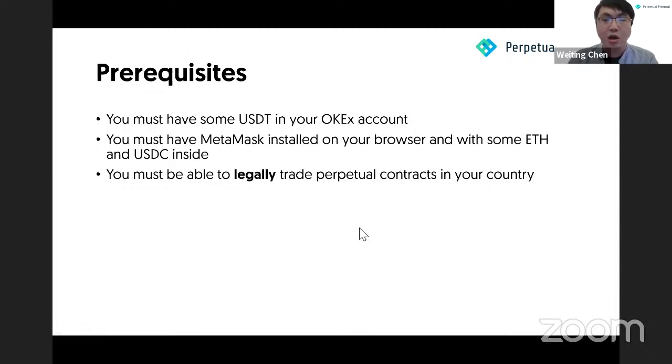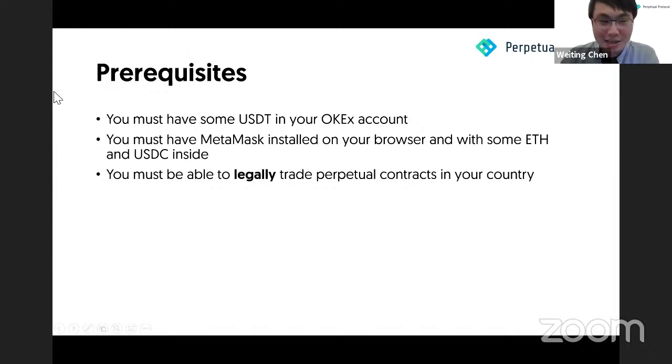The first thing is you need to have some USDT in your OKEx account, because on OKEx they use USDT as a stable coin for perpetual contracts, whereas on Perpetual Protocol we use USDC. And the second part, just like they just showed you, you need to have MetaMask installed on your browser with some ETH inside, because everything that happens on Perpetual Protocol is on-chain. So when you want to deposit your USDC, you need to spend some ETH. And lastly, you need to be able to legally trade perpetual contracts in your country. Otherwise, you simply cannot do it.